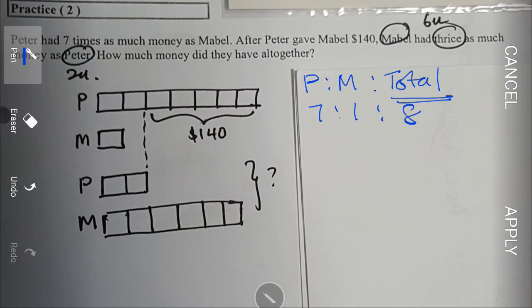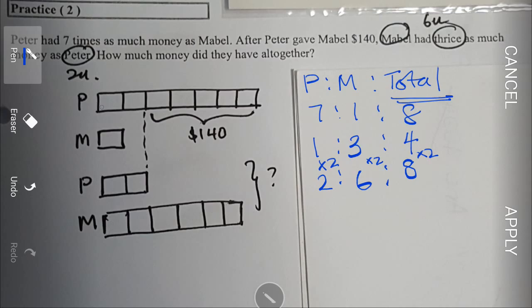So thereafter, we know that when they said that Mabel had twice as many as Peter, the unit has changed to a smaller one. And therefore, we need to change it back to 8 again so that it's easy for us to see. We have to times 2 here. So 8 times 2 also. And we get 6 and 2. So 2 is to 6 is to 8. So therefore, I draw 2 here. And I draw 6 over here.